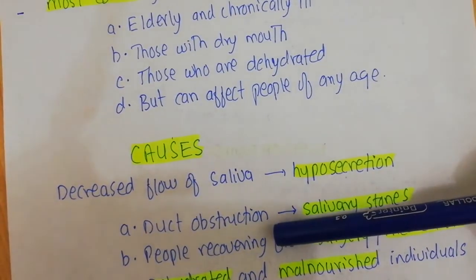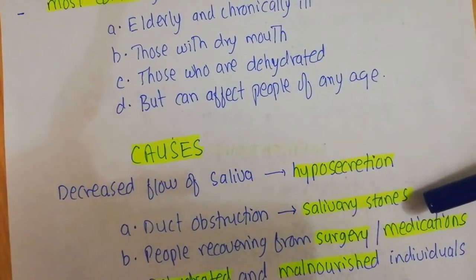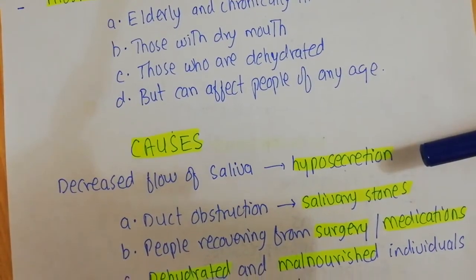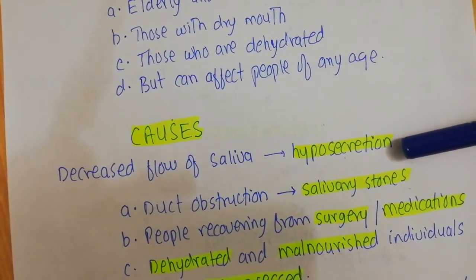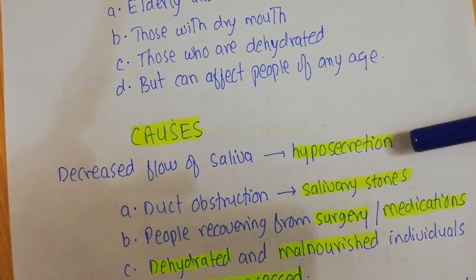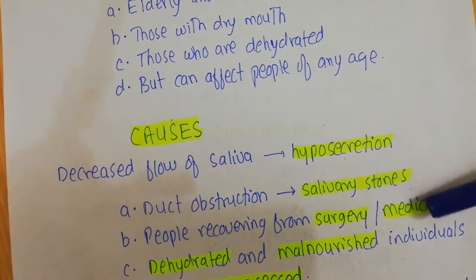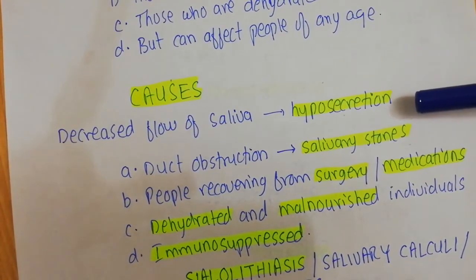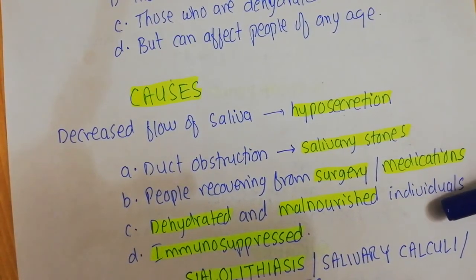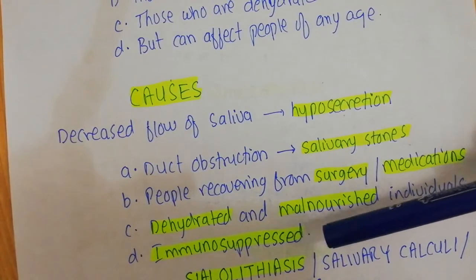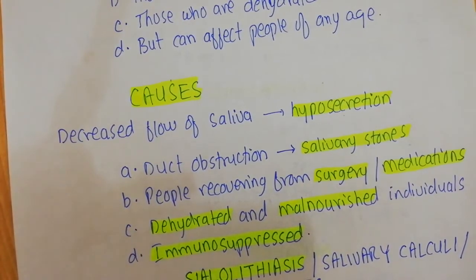So if the ducts are obstructed, for example by salivary stones, this can lead to hyposecretion of saliva. Secondly, people recovering from surgery or taking a certain kind of medication can have hyposecretion as well. We will discuss these things in detail in a while. Thirdly, hyposecretion can be because of dehydration and malnourishment. And the last one, immunosuppressed individuals also present this hyposecretion scenario.